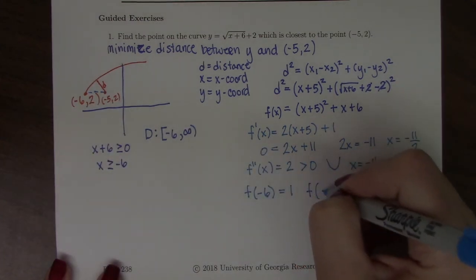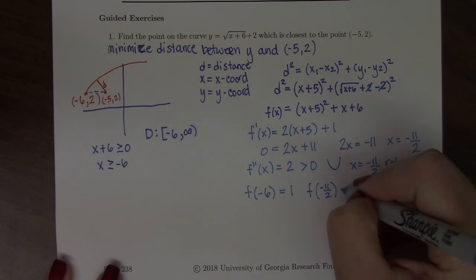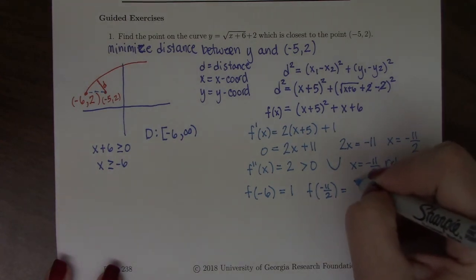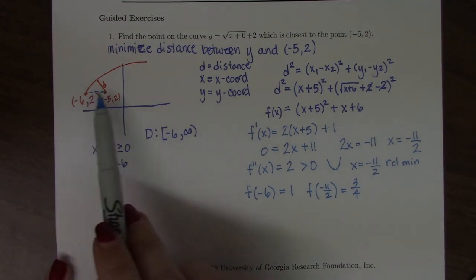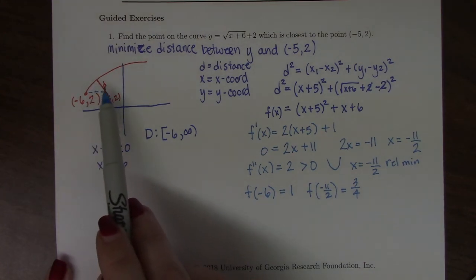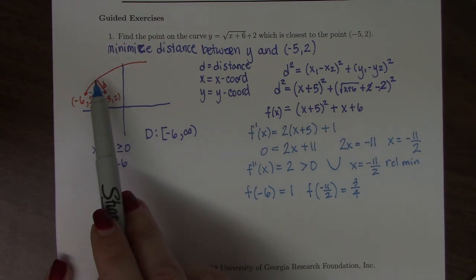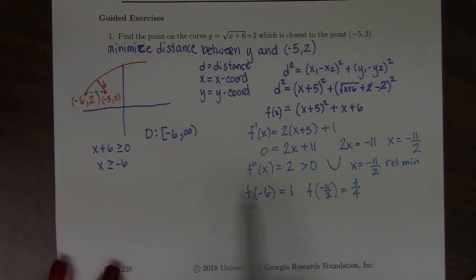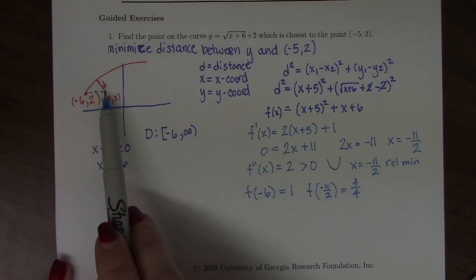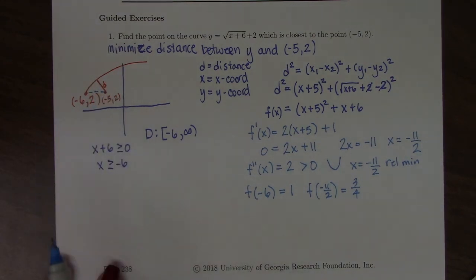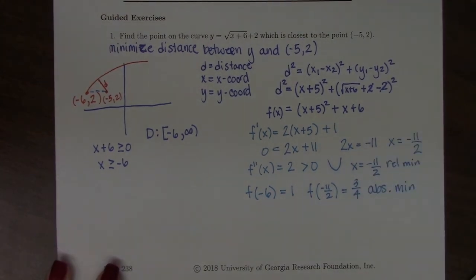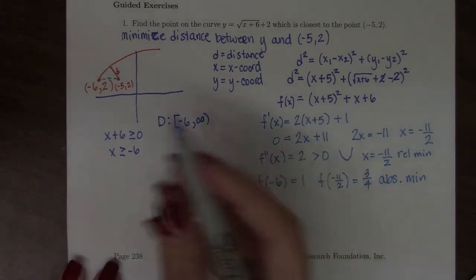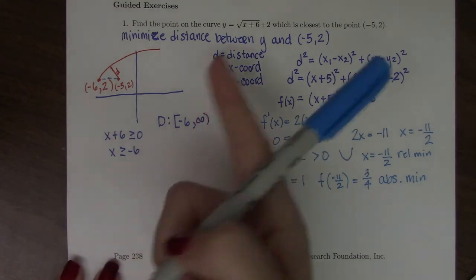But now, if I plug the critical value that I found into the original distance formula, I end up getting 3/4. So even though this distance here is 1, and to a lot of people that would look like the obvious answer, if I actually draw a straight line distance to the curve, there's a point right here, and -11/2 is -5.5, halfway in between, that distance is shorter than that entire distance of 1. So this is, in fact, an absolute minimum.